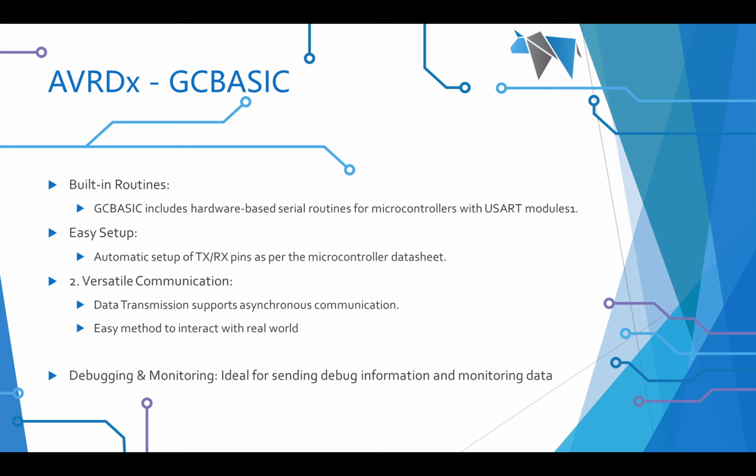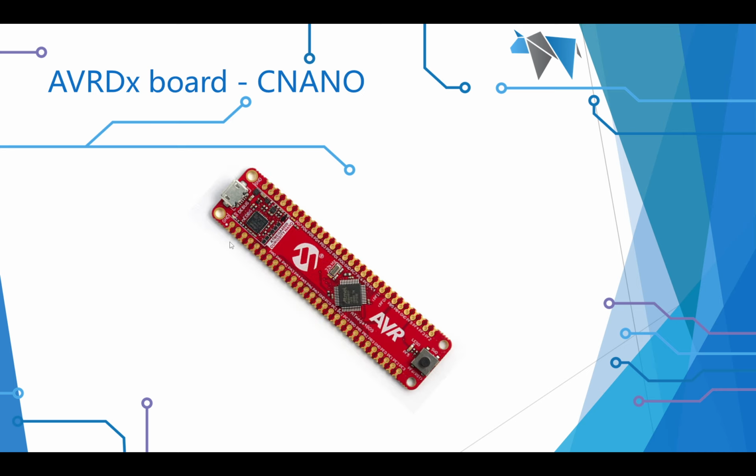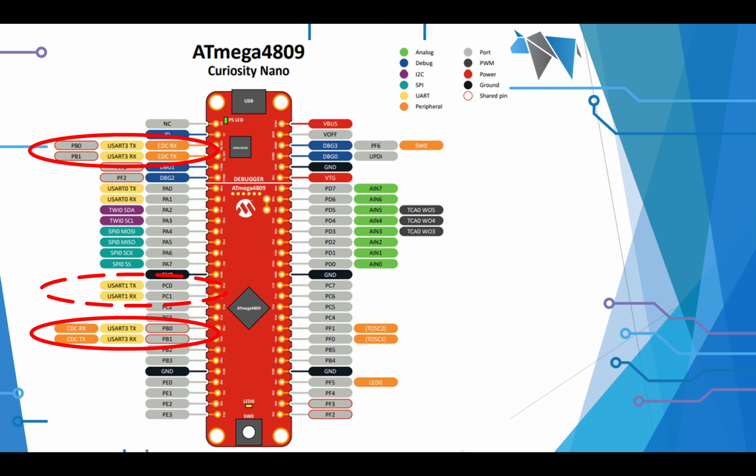I use it extensively for debugging and monitoring, so it's ideal for sending debug information and monitoring data to a terminal, and that's what we're going to see. What am I using? I'm using a Curiosity Nano board. This is the board I'm actually using. It's a photograph of it, which is great, but it doesn't actually show you what I need to show you. I'm going to have to show you this, a very complex diagram.